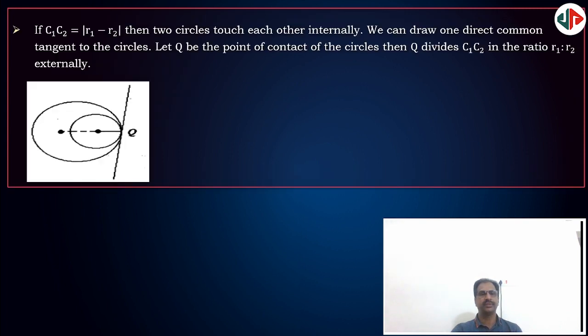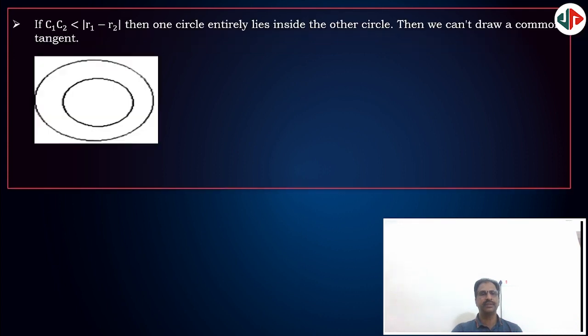If C1C2 is equal to mod of R1 minus R2, then the two circles touch each other internally and the point of contact Q divides the line joining centers in the ratio R1 is to R2 externally. Clearly Q is outside the two circles, so Q divides the line joining centers externally. If C1C2 is less than mod of R1 minus R2, then one circle lies completely inside the other. In this case, no common tangents can be drawn.